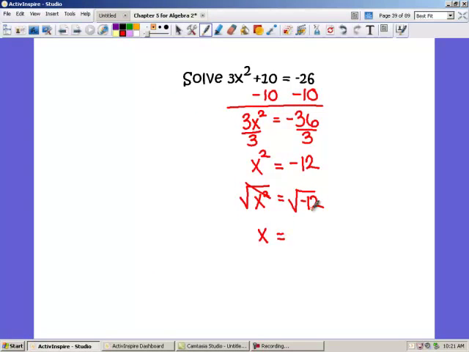So we're going to pull out the i and leave the 12, which will now be positive, inside the square root sign. And remember, whenever you take the square root of something and we're solving, you do need your plus minus in there. So here was our answer. Plus minus i square root of 12.